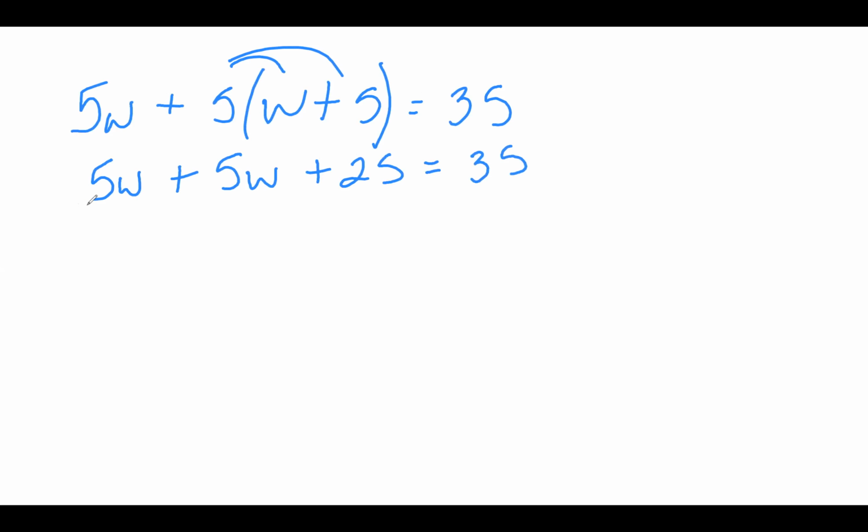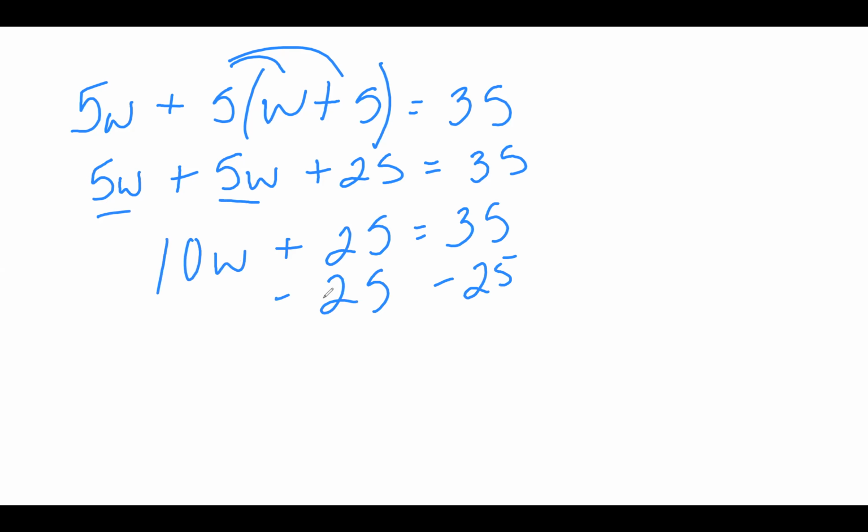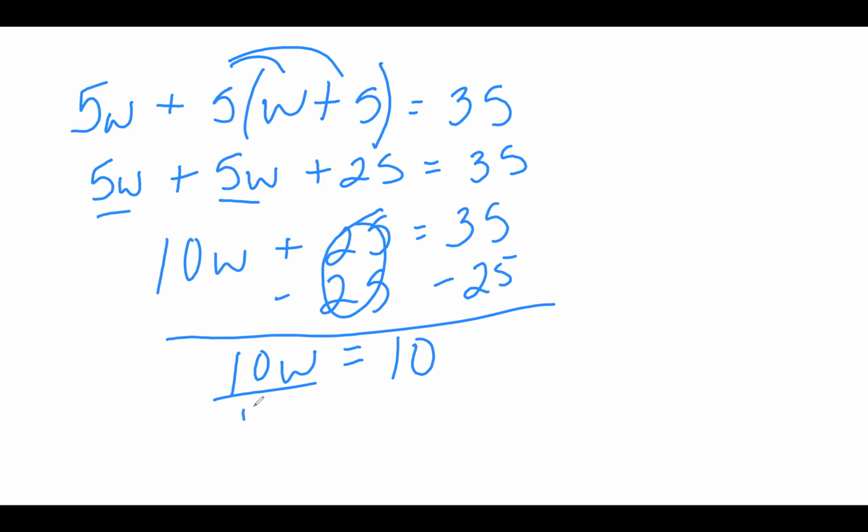Now I want to combine any like terms in this equation on the same side of the equal sign. These are like terms. The 25 is not a like term, so I cannot combine them. So I'm going to combine 5W and 5W and get 10W plus 25 equals 35. And now I can start doing the opposite. Most of the time we do the opposite of addition and subtraction first. Now I have 10W equals 10 because that added up to 0. Divide by 10, divide by 10, W equals 1.